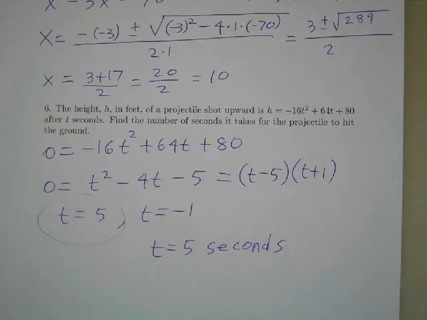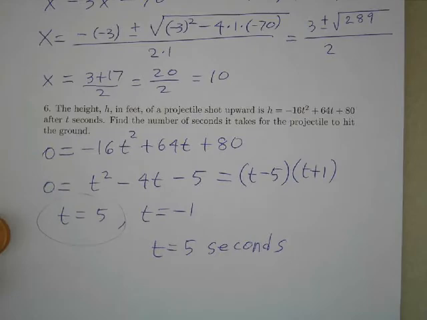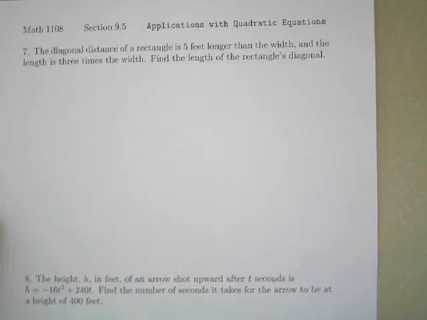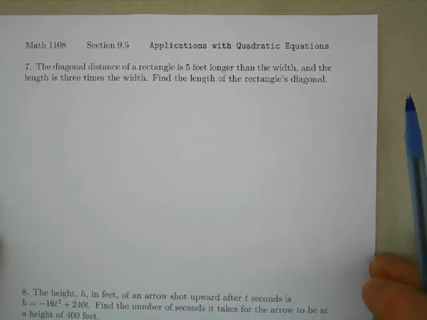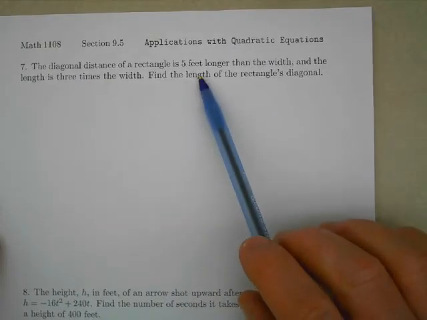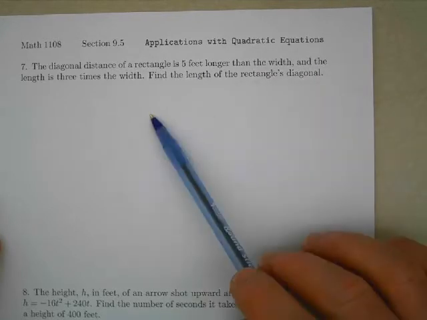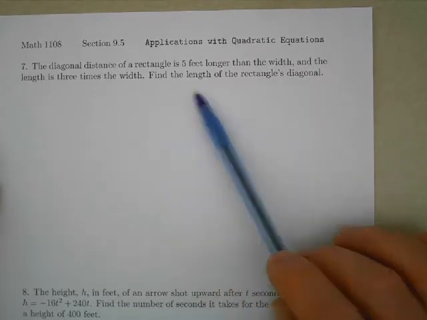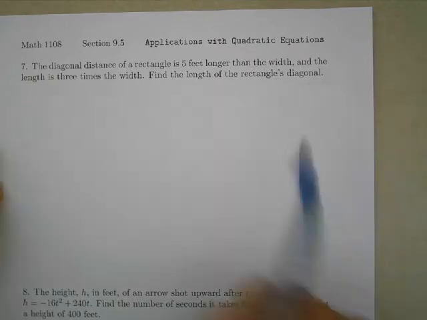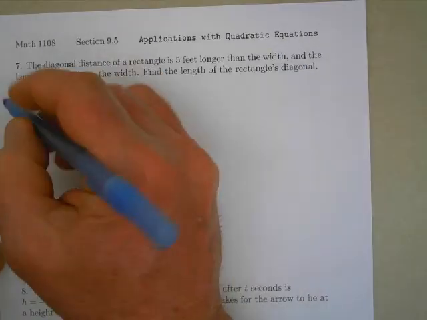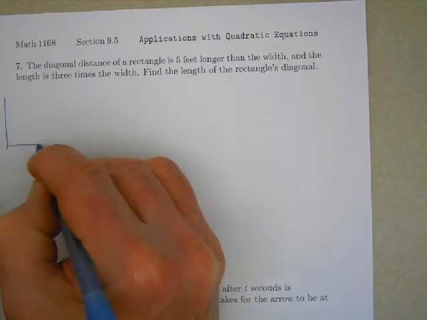Okay, and the next problem, it's a geometric problem. So on this one, we're told that the diagonal distance of a rectangle is 5 feet longer than the width, and the length is 3 times the width. Find the length of the rectangle's diagonal. Okay, so maybe drawing a picture will help on this one.